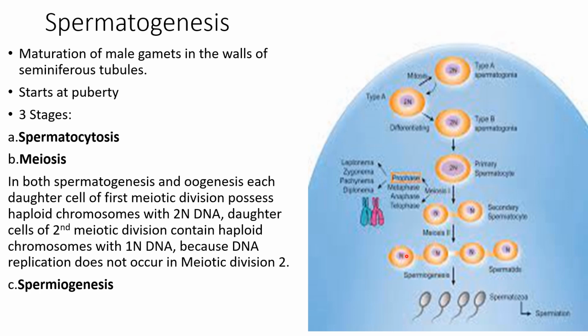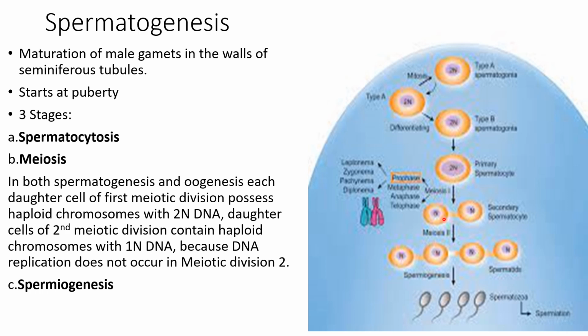Here we have to remember that, be it spermatogenesis or oogenesis, each daughter cell after the first meiotic division, which is a reduction division, has a haploid number of chromosomes, but the DNA will have replicated. So we have two strands of DNA and a haploid number of chromosomes in the daughter cells after the first meiotic division, whereas after the second meiotic division there are haploid chromosomes and a single strand of DNA. Then the third stage is spermiogenesis. Here there will be no cell division. There is only morphological transformation of spermatids into spermatozoa.